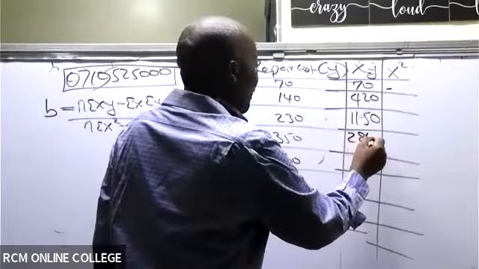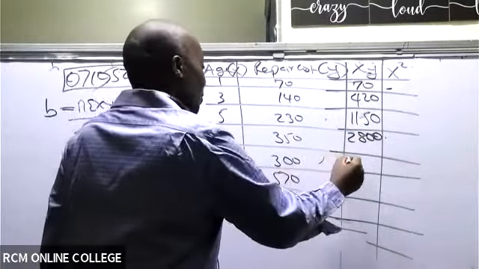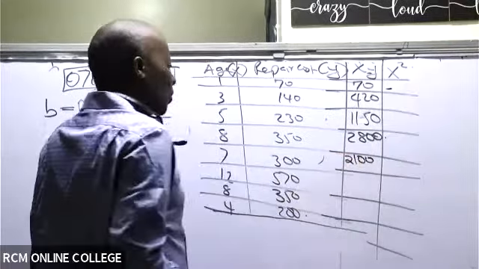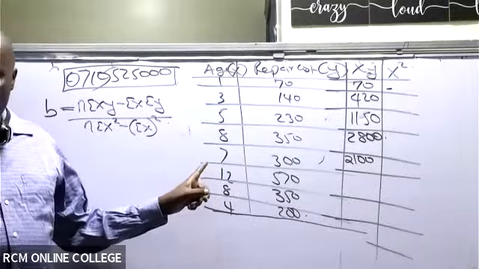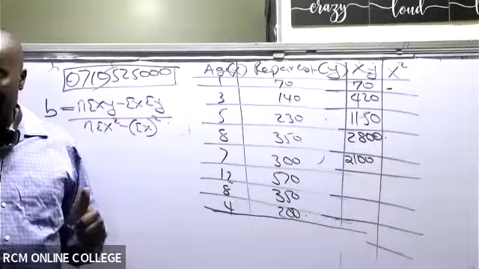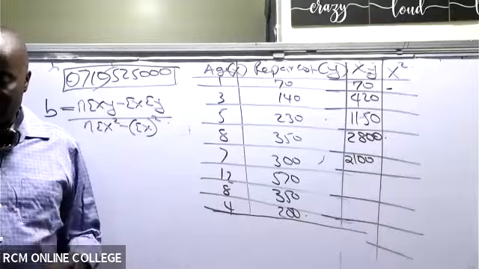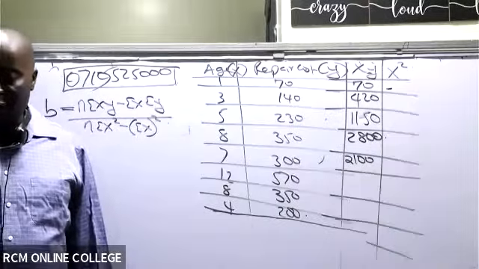So 2,800. From there we have 7 times 300. This gives me 2,100. The next one is a bit tricky for me. You have to help me. 12 times 57. Today you guys are very nice because all of us are really contributing, which is very good.